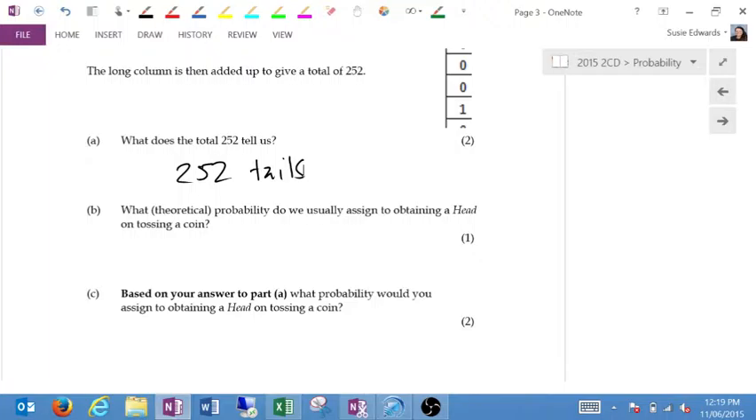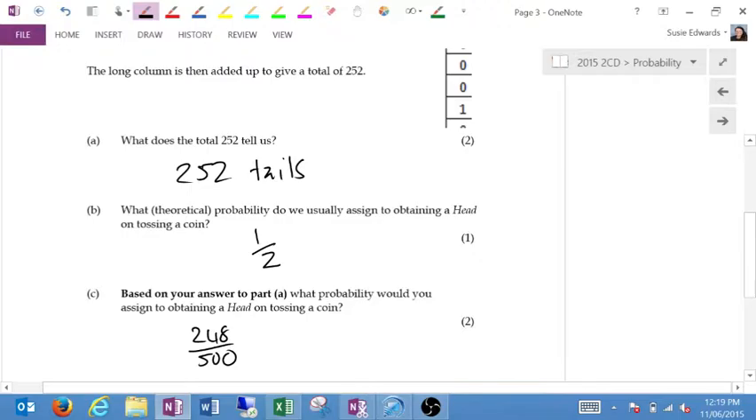All right? What theoretical probability, so theoretical probability means in theory, not the experiment, in theory, do we usually assign to obtaining a head on tossing a coin? 1 over 2. There's one option out of 2, right? So we'd say half. Based on your answer to part A, what probability would you assign to obtaining a head on tossing a coin? Zen? 248 over 500. Why is it different to a half? Why isn't it 250 over 500?